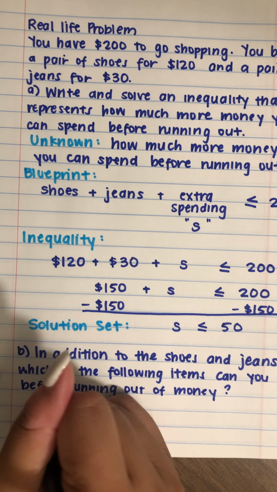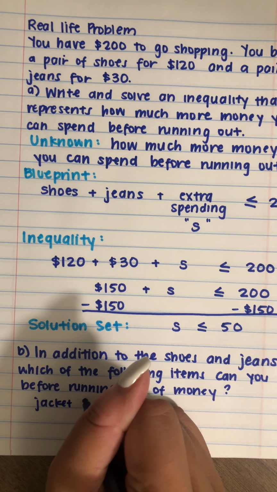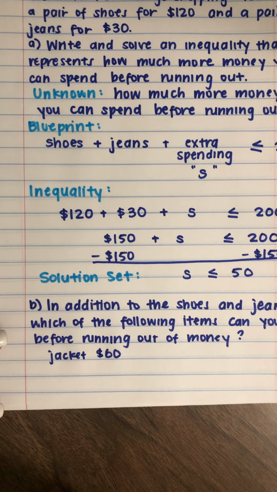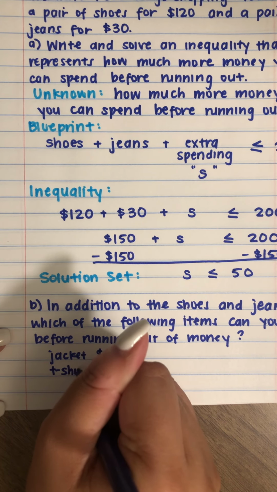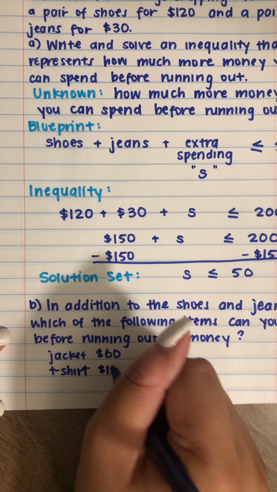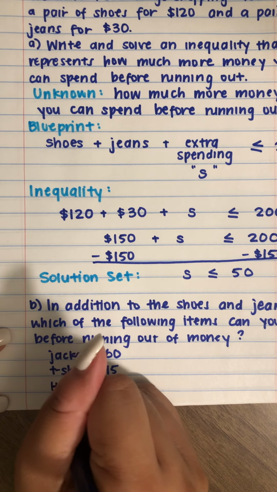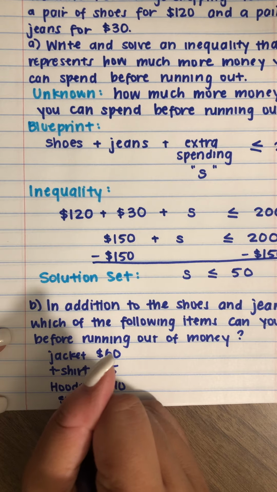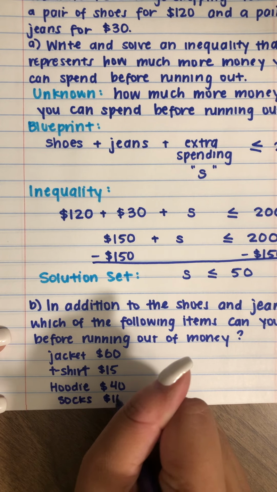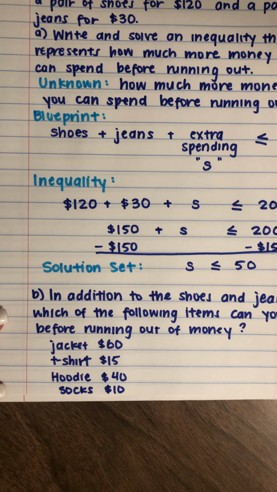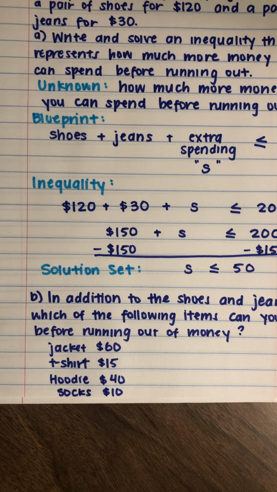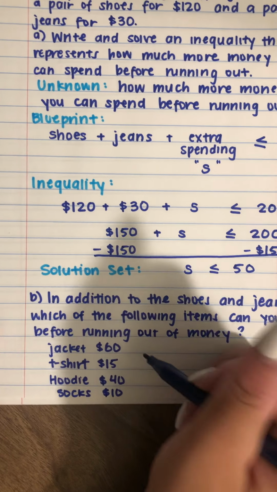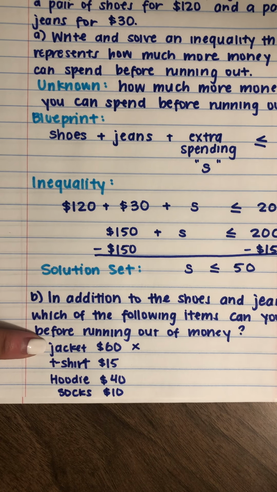So let's say we have a jacket for $60, a t-shirt for $15, a hoodie for $40, and some socks for $10. Which of the following items can you buy? Remember guys, we can only spend up to $50. So knowing that, we can already cross out the jacket, because the jacket's already more than $50, at $60.